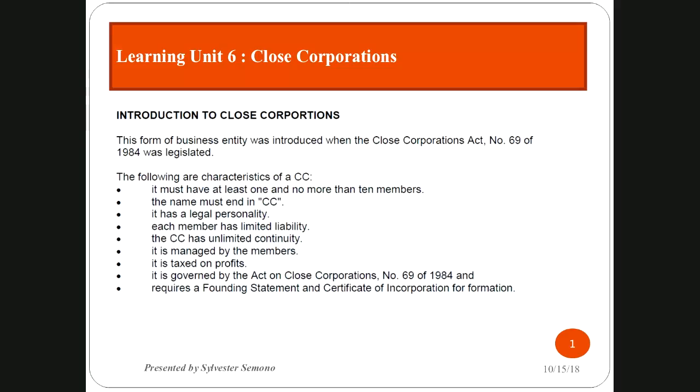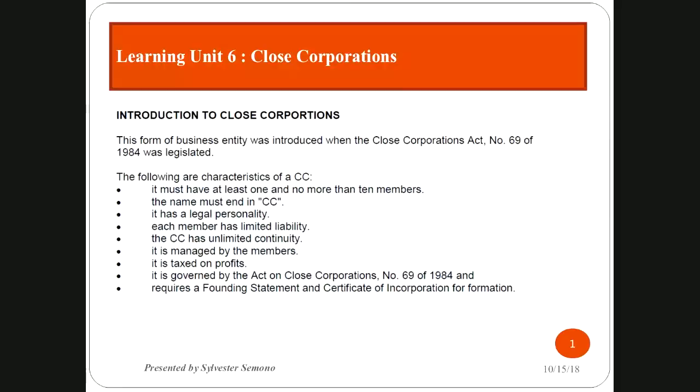It is taxed on the profits. Close corporation is taxed like the companies, currently at the rate of 28%. But again, it depends if that business falls under a small business corporation. Sometimes they can enjoy some relief. They can be taxed according to a lower rate, which is the specific table for small business organizations.